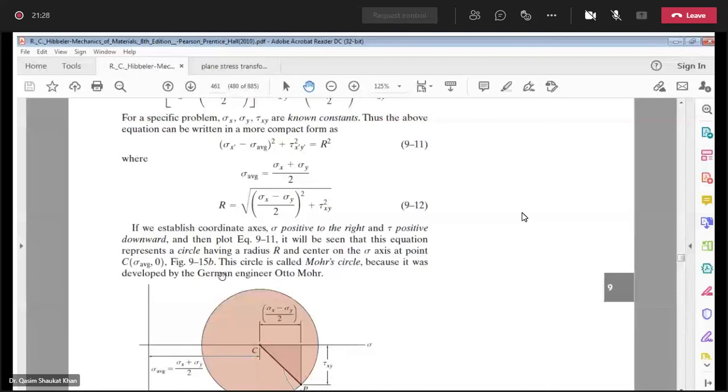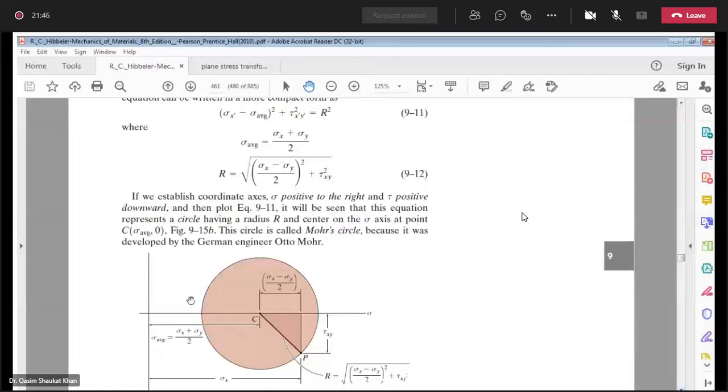So now we will start on the Mohr circle, how we can establish it. To establish the Mohr circle, first of all we have to draw the axes. The horizontal axis is the normal stress axis, and the vertical axis is the shear stress axis. So I repeat, horizontal is normal stress axis, vertical is shear stress axis.